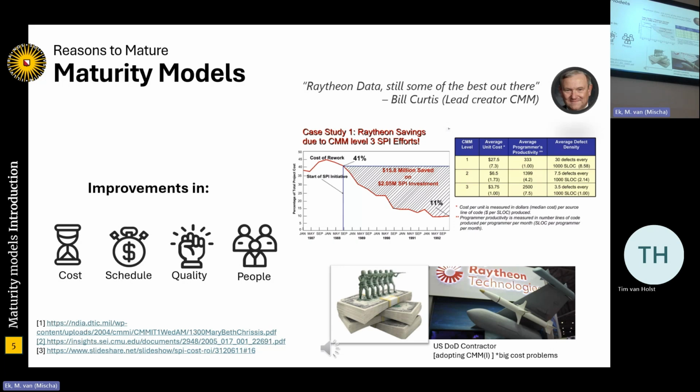Here's an example, a quote from Bill Curtis, one of the lead creators of the Capability Maturity Model, one of the first maturity models. He said this data is some of the best data currently out there. These maturity models spared millions, you might even say billions. It became popular. Money.